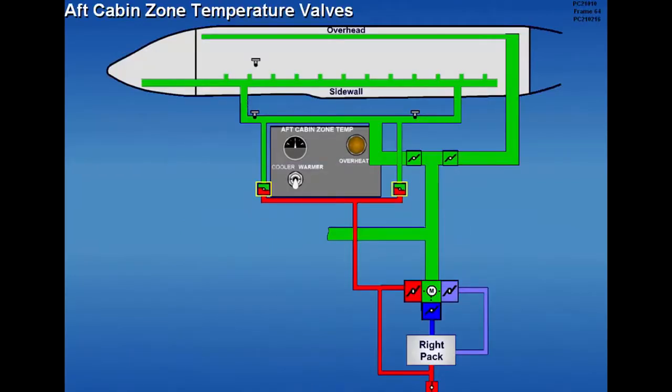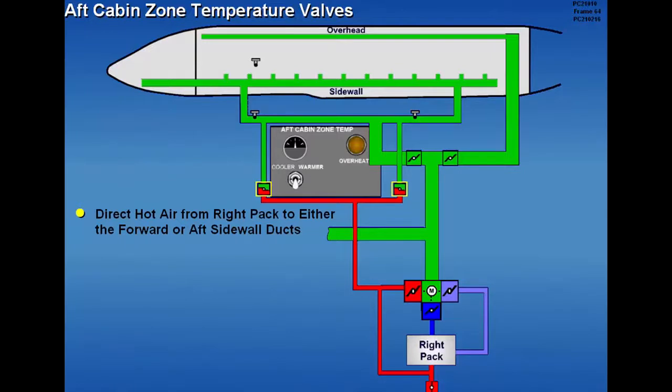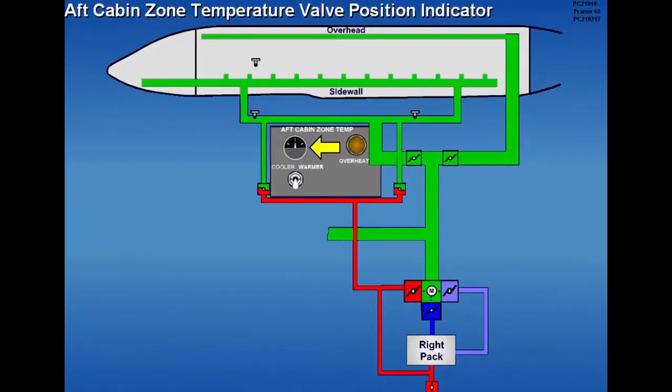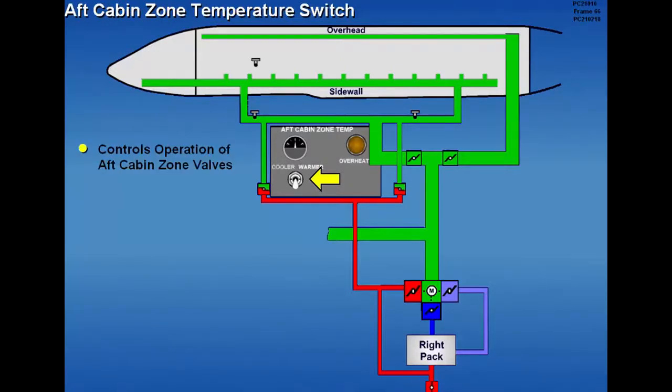Two valves in the sidewall air distribution ducting direct hot air from the right pack to either the forward or aft cabin sidewall ducts. An aft cabin zone temperature valve position indicator displays the position of the two aft cabin zone valves. The aft cabin zone temperature switch controls the operation of the aft cabin zone temperature valves.